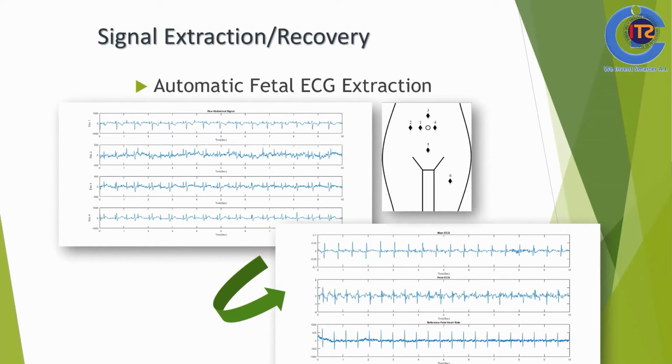So we use the automatic algorithm to extract the signal that we measure from mom's womb. And at the end, we can separate the EKG or ECG of mom and the fetus in mom's womb. This one is very important if we can measure the ECG of the fetus indirectly.